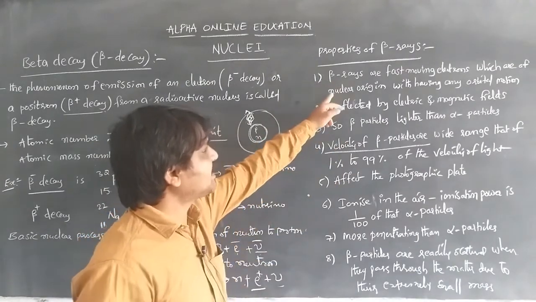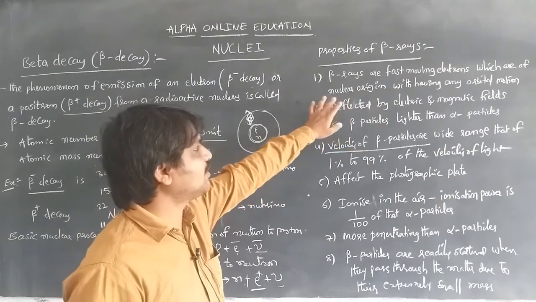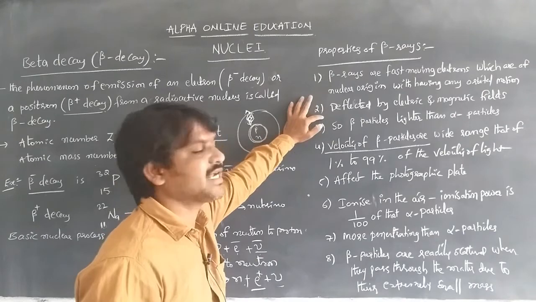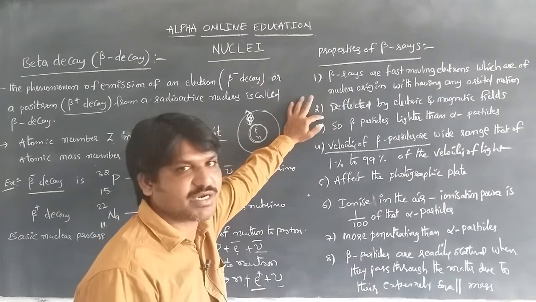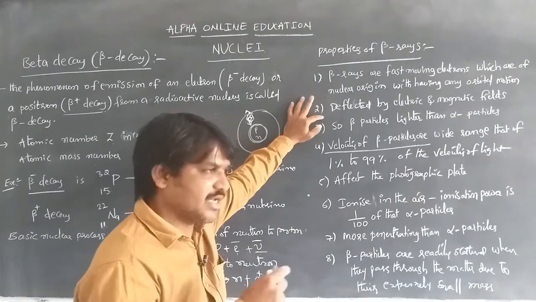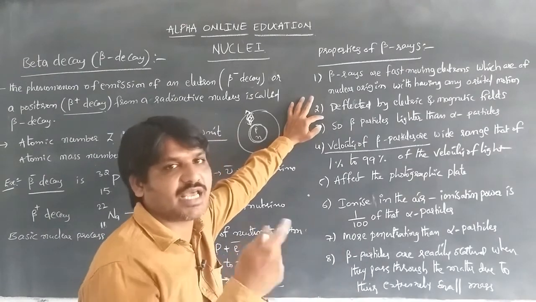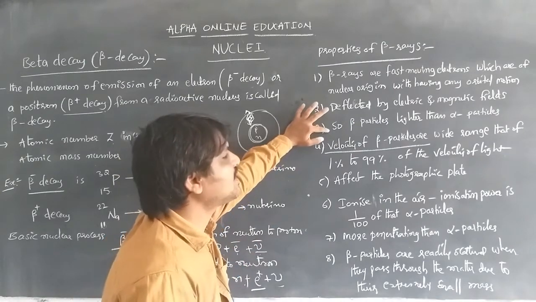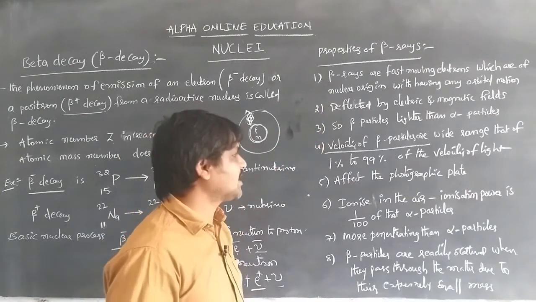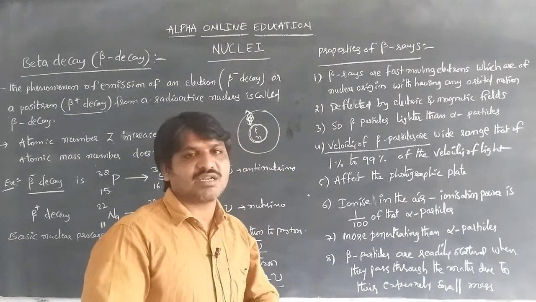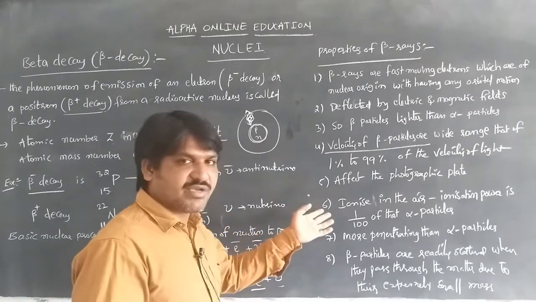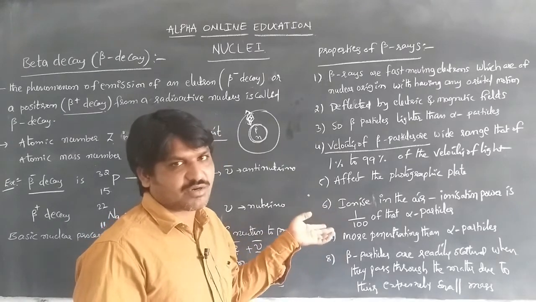The first one: beta rays are fast moving electrons of nuclear origin without any orbital motion. The next one: they are deflected by electric and magnetic fields, because being charged particles they experience attraction and repulsion forces with like and unlike charges. Beta particles are lighter than alpha particles, and their velocity has a wide range, 1% to 99% of the velocity of light, and their ionizing power is low because of the fast moving electrons.